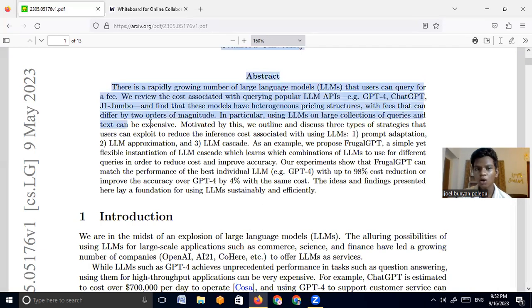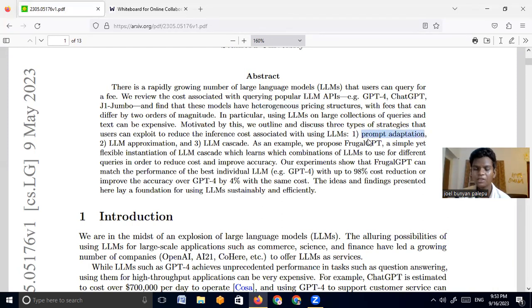Fees that can differ by two orders of magnitude. In particular, using LLMs on a large collection of queries and text can be expensive, of course. Motivated by this, we outline and discuss three types of strategies that users can exploit to reduce the inference cost associated with using LLMs. So this paper mainly proposes three methods that we could use to reduce inference cost, not training cost, while getting inference output. After training, we would get the output, right? While we are getting this output, they propose methods through which we could reduce the cost. Also, this FrugalGPT is built using these methods, and they have found some very interesting and attractive results. So the methods are prompt adaptation.